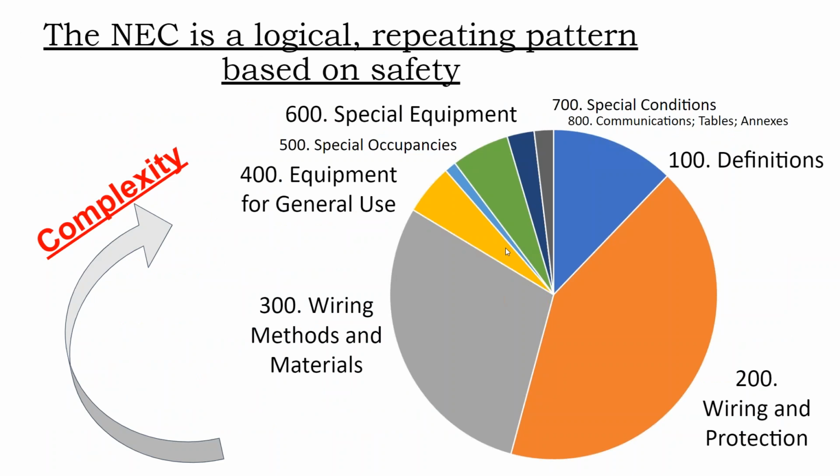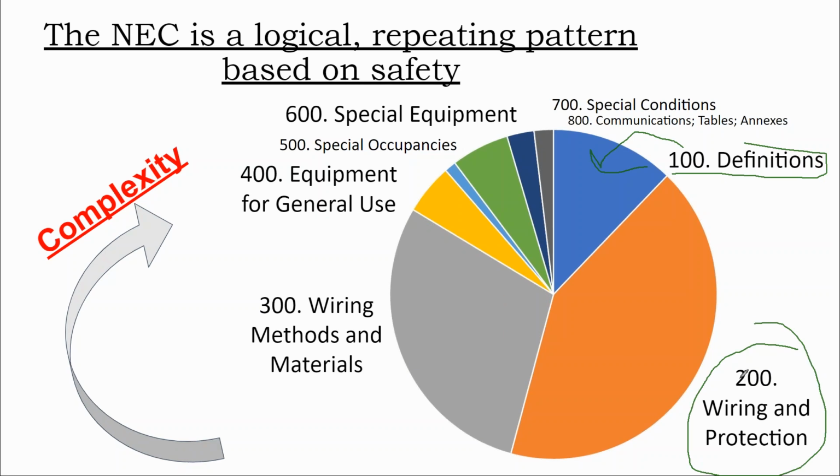Okay, so we talked about how code is this kind of repeating pattern. The actual structure is we start off with definitions, very general stuff that you could read through and say, okay, I get most of that. Then we get into wiring and protection. This is one of the main sections of code for solar design.